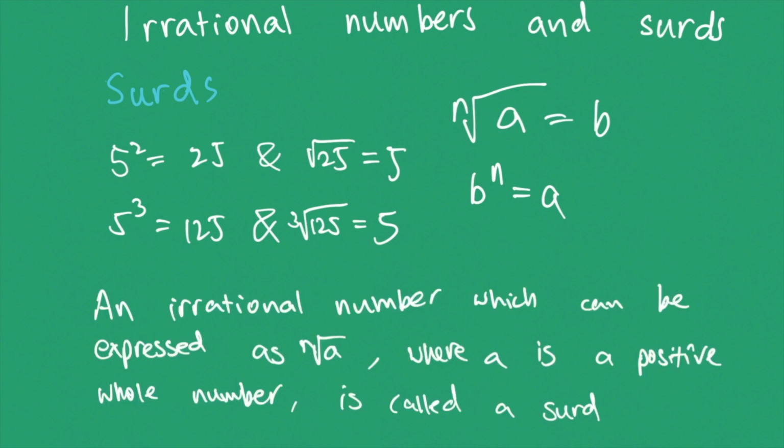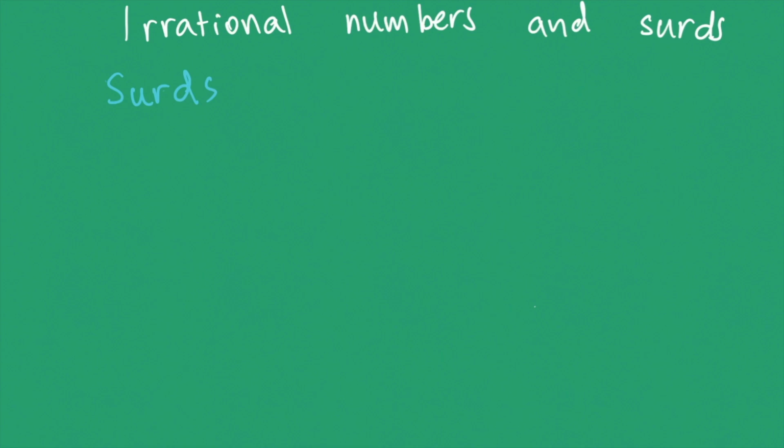We conclude that an irrational number which can be expressed as the nth root of a, where a is a positive whole number, is called a surd. For example, square root 2, square root 7, and cube root 5 are all examples of surds.